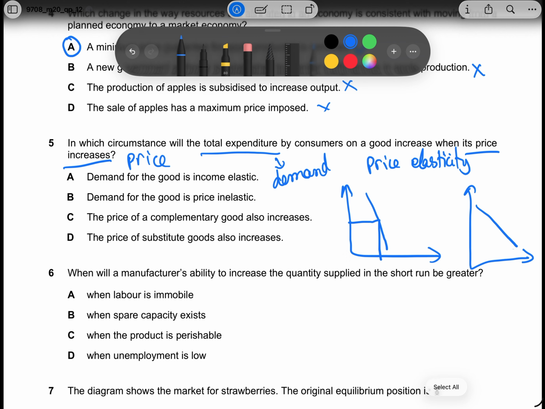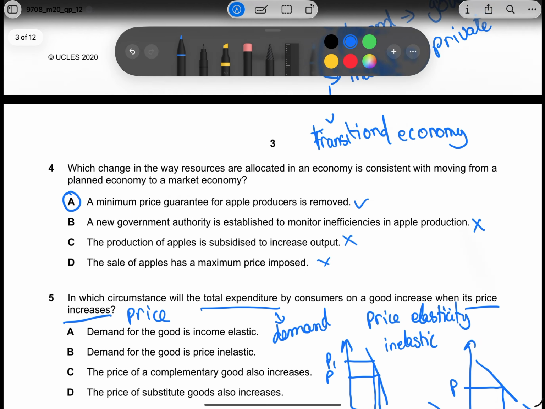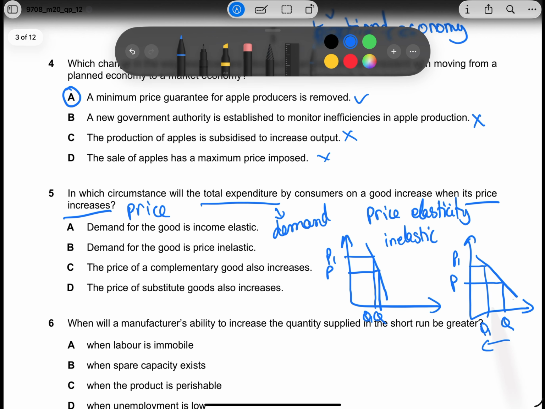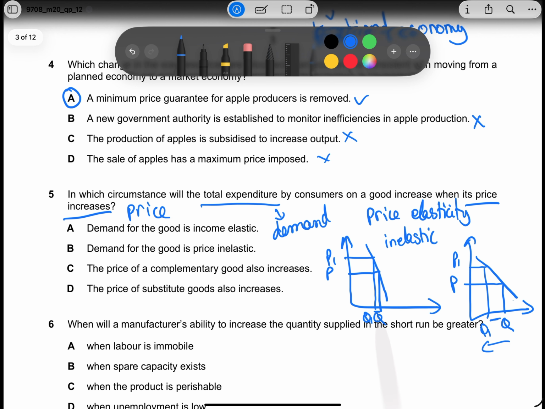Let's say these are my initial price and quantity. Now there's been an increase in price, but in the case of the inelastic curve, the quantity change isn't much. That means the demand for the product hasn't shifted much. But in the case of a very elastic one, the demand has moved by quite a lot. As you can see, this distance is greater than this distance.